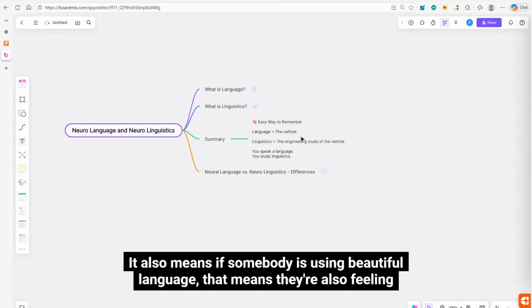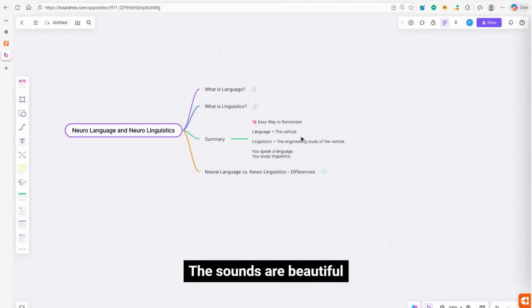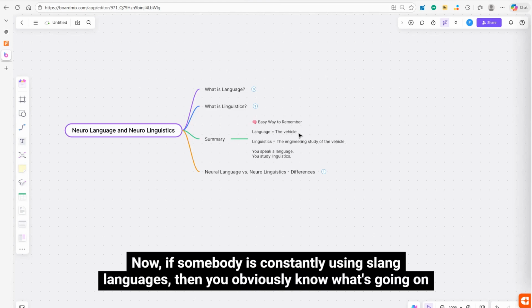It also means if somebody is using beautiful language, they're also feeling and thinking beautifully, and there's a high possibility they will act beautifully too, because the words are beautiful, the sounds are beautiful, because the feeling is beautiful, isn't it? So it's the vehicle, right? Now, if somebody is constantly using slang, then you obviously know what's going on, right?